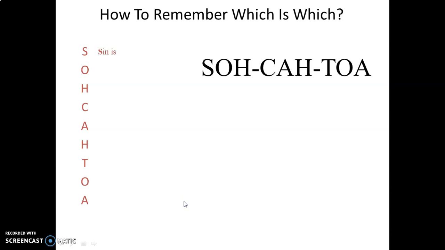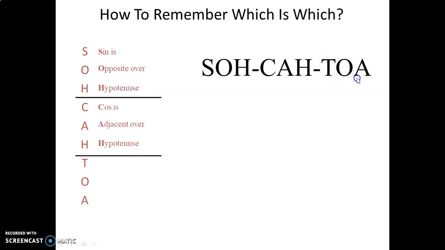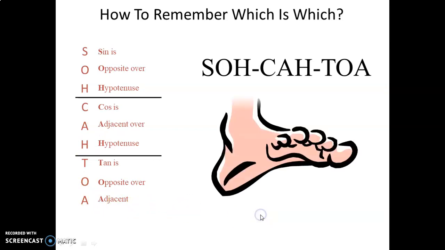An easy way to remember this is the acronym SOHCAHTOA: sine, opposite over hypotenuse, cosine, adjacent over hypotenuse, and tangent, opposite over adjacent. And they're all laid out here. SOHCAHTOA. That helps many students around the world remember this every year. And it sounds a lot like soaking your toe.